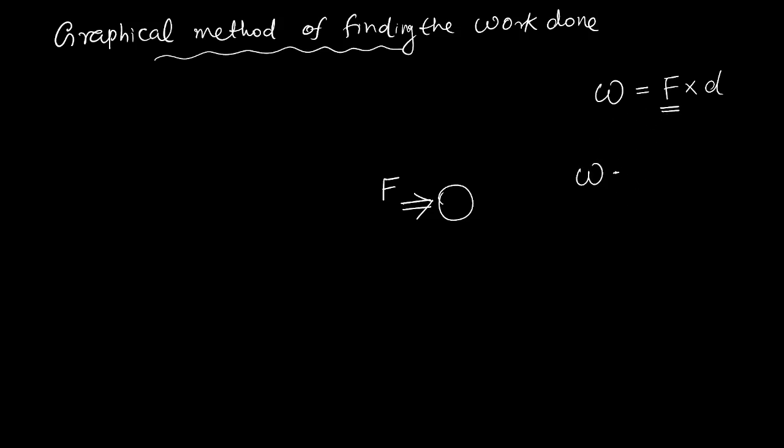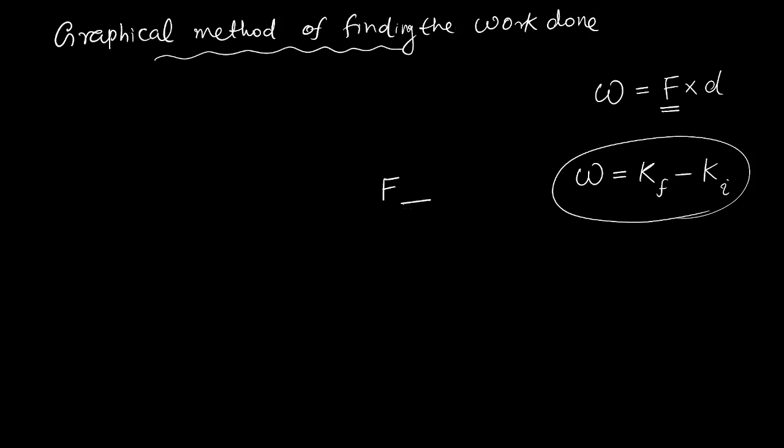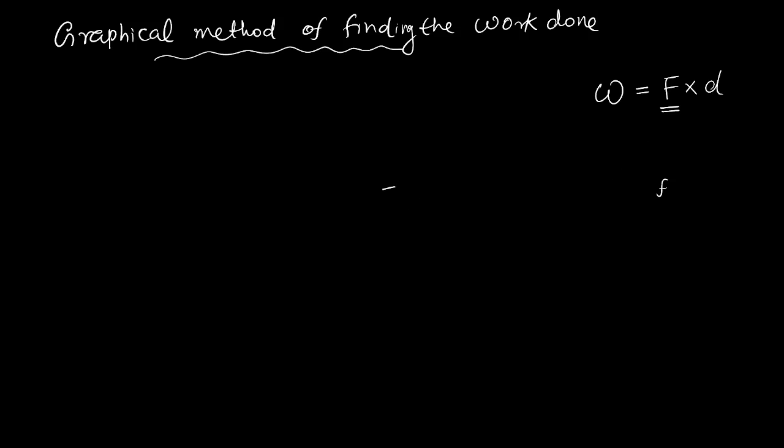The other, most important formula is final kinetic energy minus initial kinetic energy. In this case we are not at all bothered about the force. The force can be any kind of force, no problem. Work done equal to final minus initial kinetic energies. So two types of formula we have studied. And another way of finding work done is the graphical method.